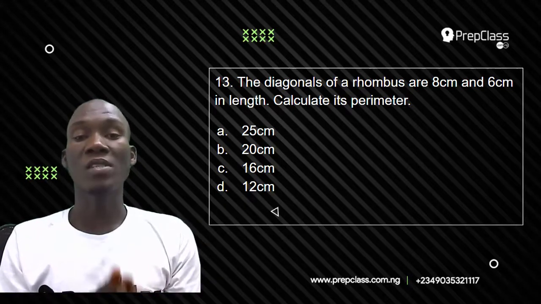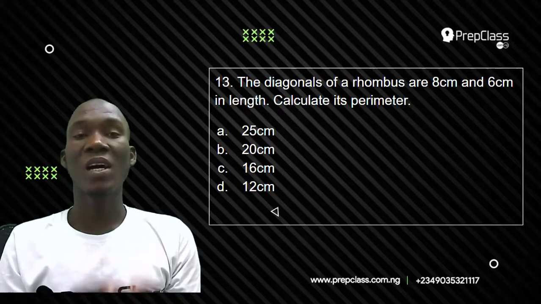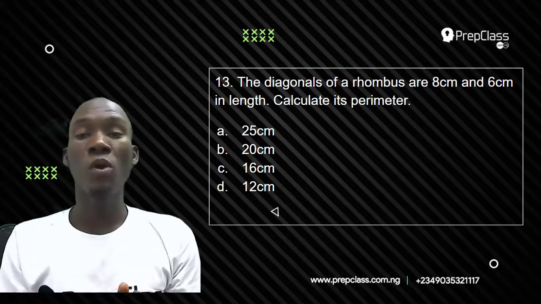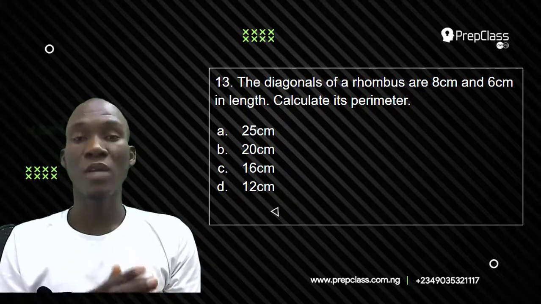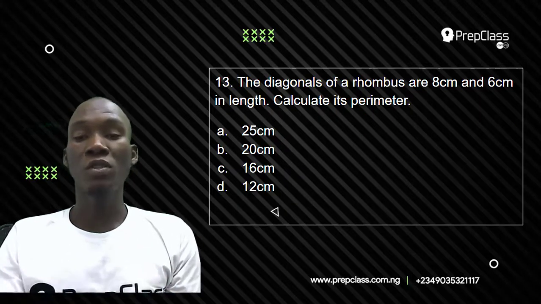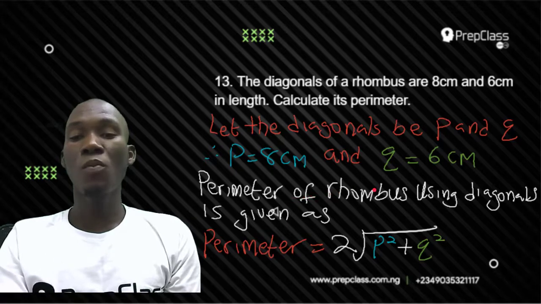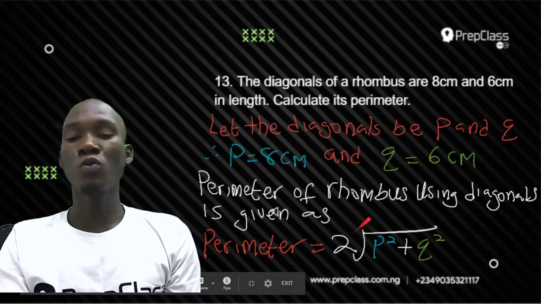We have the options: A, 25 cm, B, 20 cm, C, 16 cm, D, 12 cm. We have to find the perimeter of a rhombus given its diagonals. So what do we do? We use the formula. The perimeter of a rhombus using diagonals is given as perimeter equals 2 root p squared plus q squared.